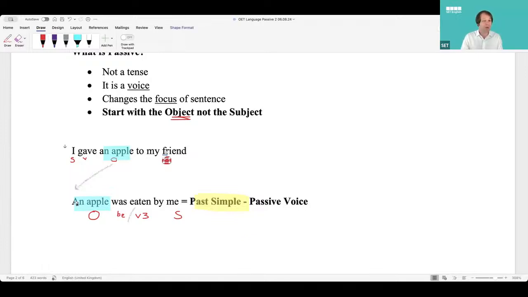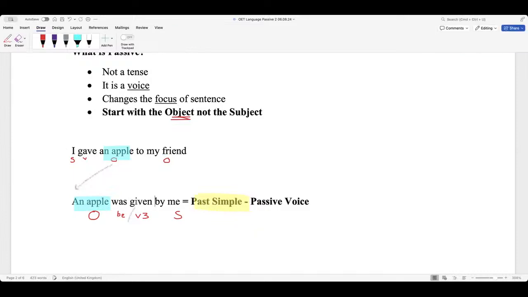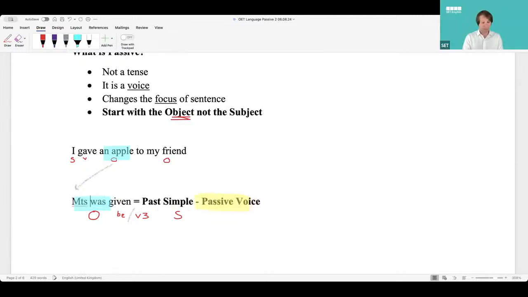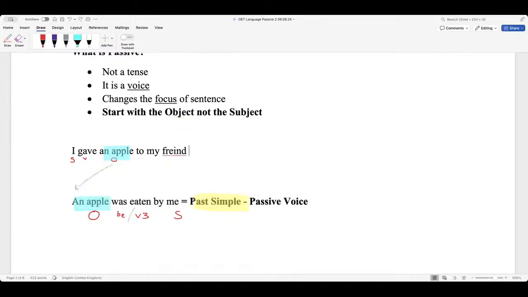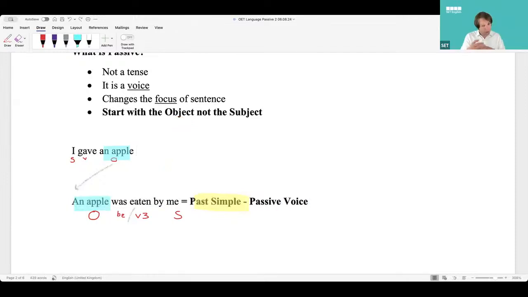Which object do I start my sentence with? Do I say an apple was given? No, my friend was given an apple. Or do I say my friend was given? Yes, exactly. Does everyone see the problem? This problem happens very often in OET. So today I'm going to teach you how to solve the problem, okay? You will not get confused.